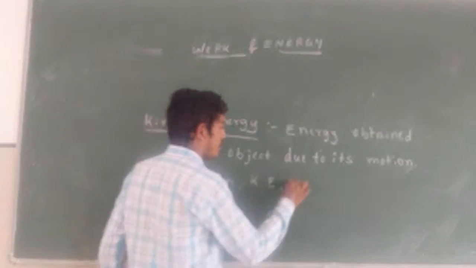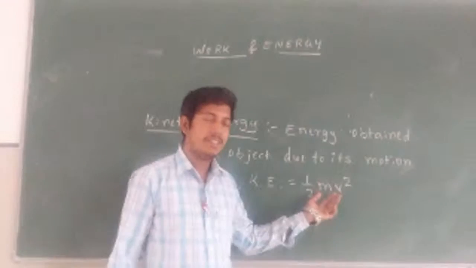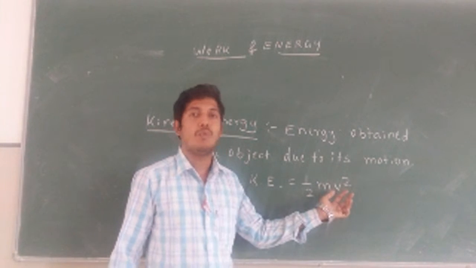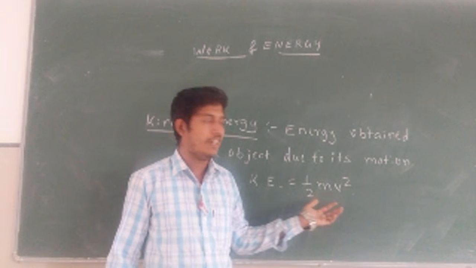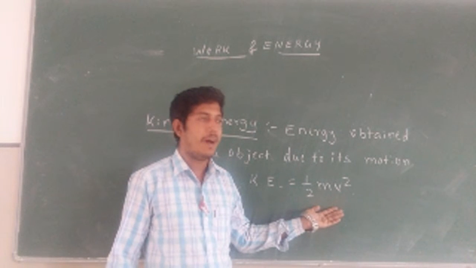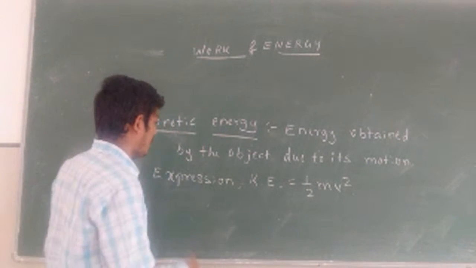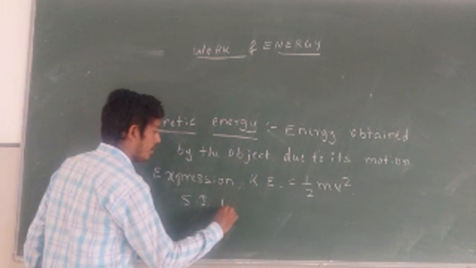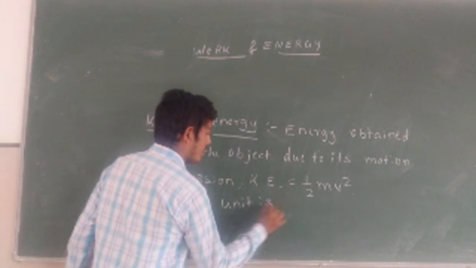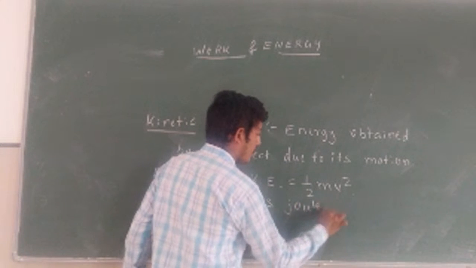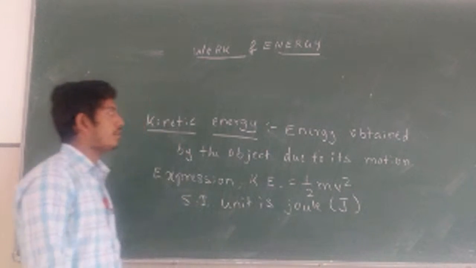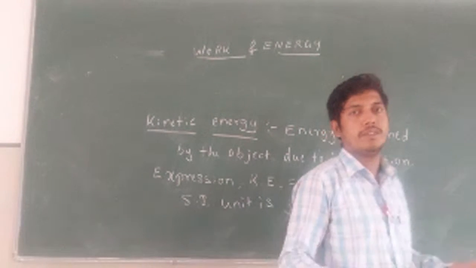Kinetic energy is half into mv square, where half is a constant, m is the mass of the object, and v is the velocity of the object. Kinetic energy is half into mass into velocity square. It is half mv square. And again, as I told you, the SI unit is joule or capital J. So this is about kinetic energy, the energy obtained by the object due to its motion.